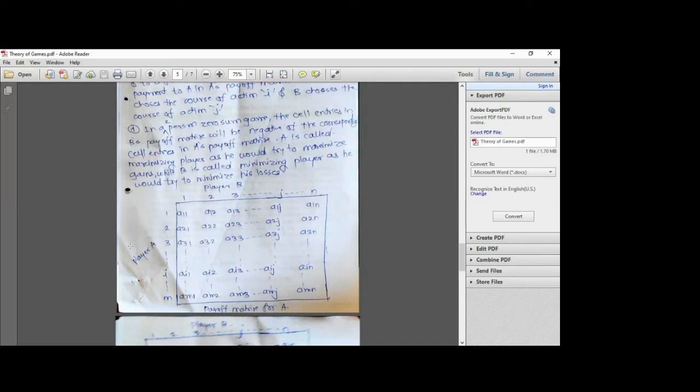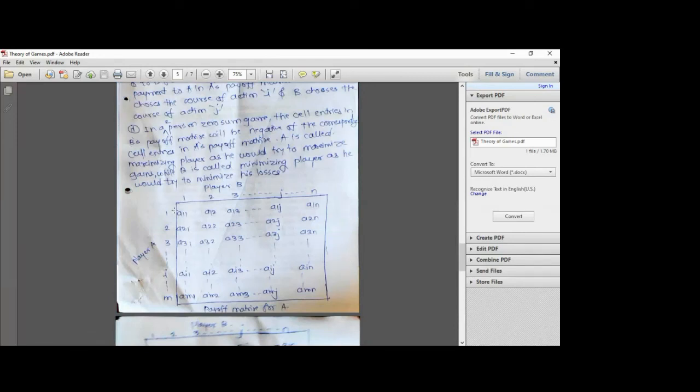Who is losing? This is the payoff matrix for which player? It is the payoff matrix for player A. So every value represented in this matrix is with respect to player A. If he is gaining anything, the values of Aij will be positive. If he is losing anything, the values will be negative.